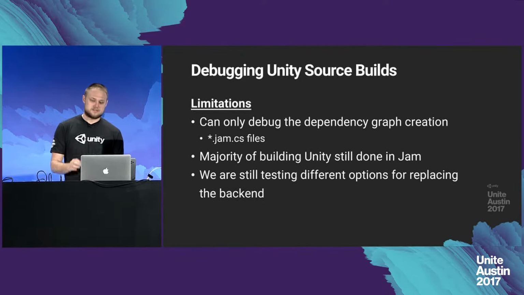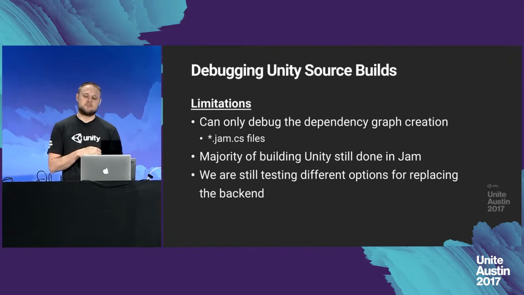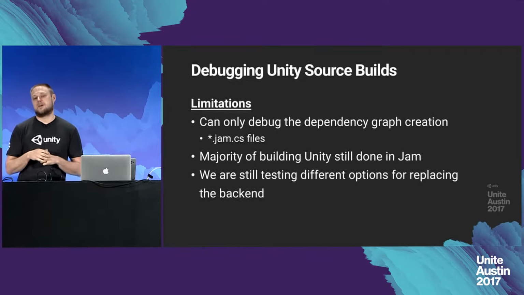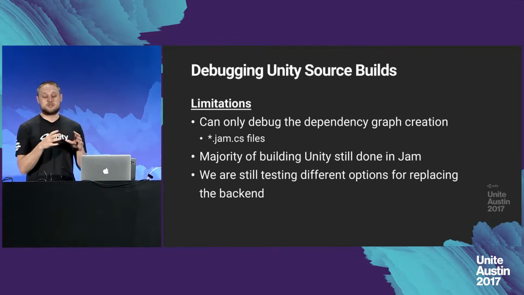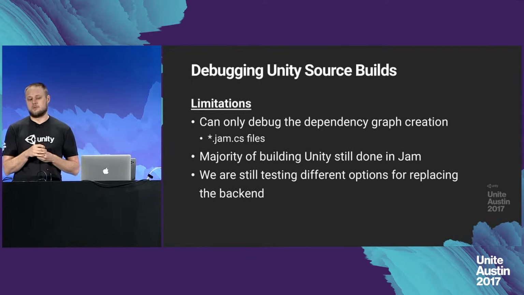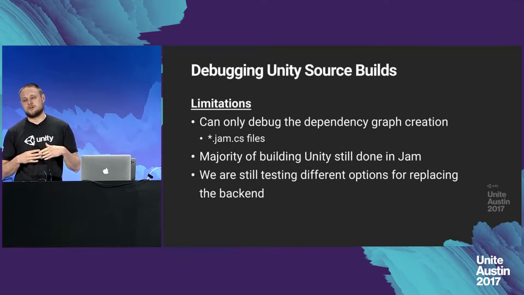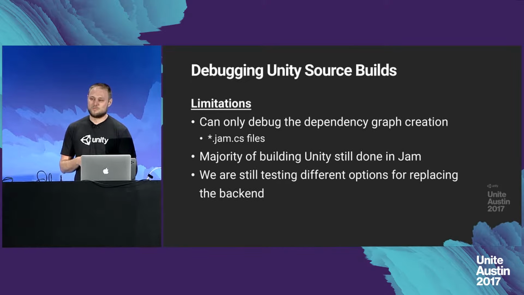So, a couple of limitations. The only thing that you can actually debug in terms of the build system is just the dependency graph creation. As of right now, because the majority of the build is still done in Jam, you can't debug that part in the same way. So what I'm going to be talking about is just the dependency graph generation, or essentially the files that are written in .jam, .cs files. So just the managed code part. We are still working on potential options for replacing Jam long term, but I don't think we have any solid replacements yet, so we'll keep you posted.